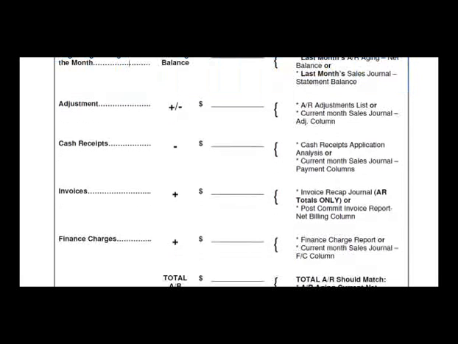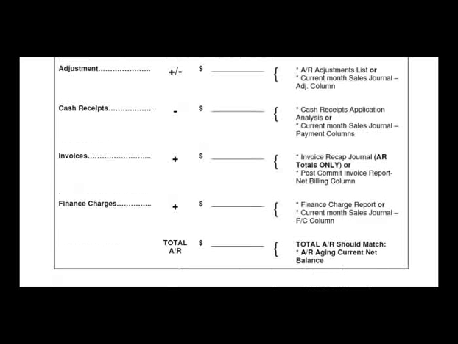If you are using finance charges, you can get that from your current month sales journal, the finance charge column. You would add that to your totals, and then you would have a total AR amount. That total AR amount should match your AR aging current net balance. I would save a copy of this balancing worksheet in my month-end folders.